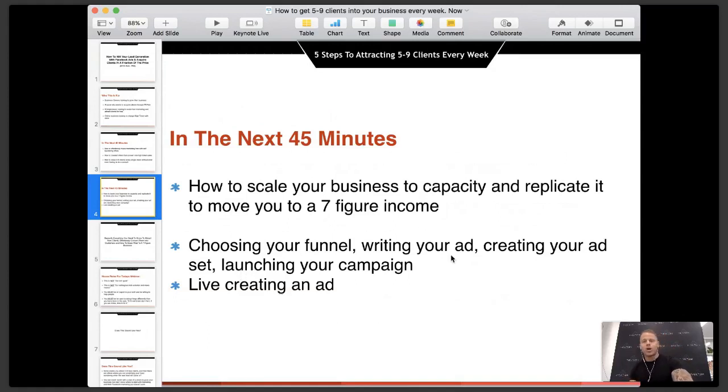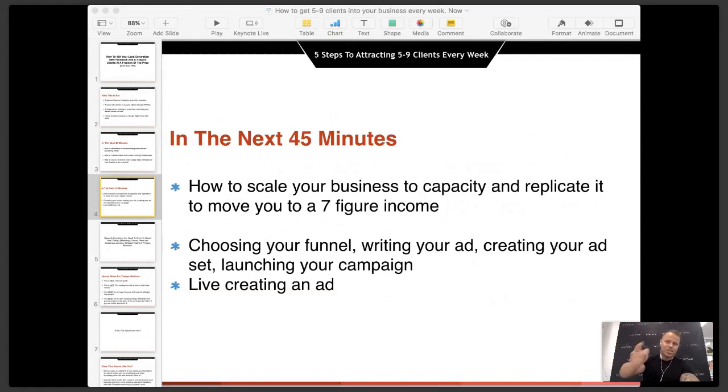And then also we're going to go through choosing your funnel, writing your ad, creating your ad, and launching your campaign. And for those who actually come to the end of the webinar today, I'm going to live go through how to set up an ad and how to write copy. I'm going to do it all live. So stick to the end. I'm going to go through that.